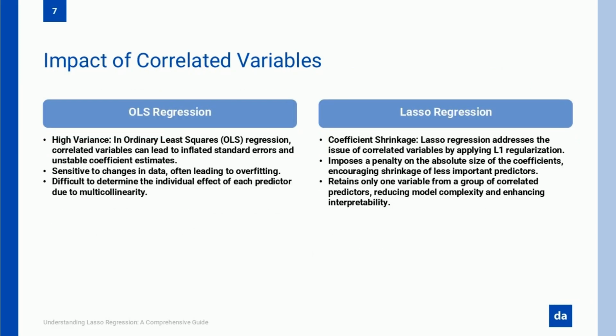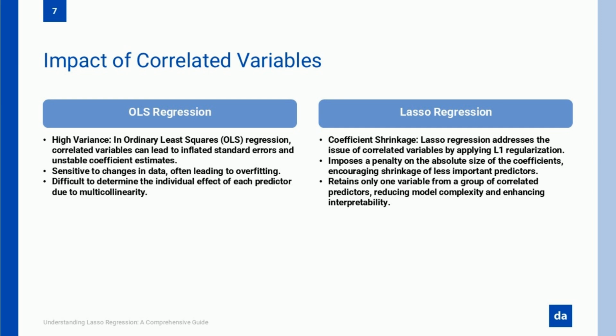All right, now we're stepping into one of the most fascinating aspects of Lasso regression, how it deals with correlated variables. This is where Lasso goes beyond just shrinking coefficients and actually starts making decisions about which variables get to stay in the model and which ones are cut.